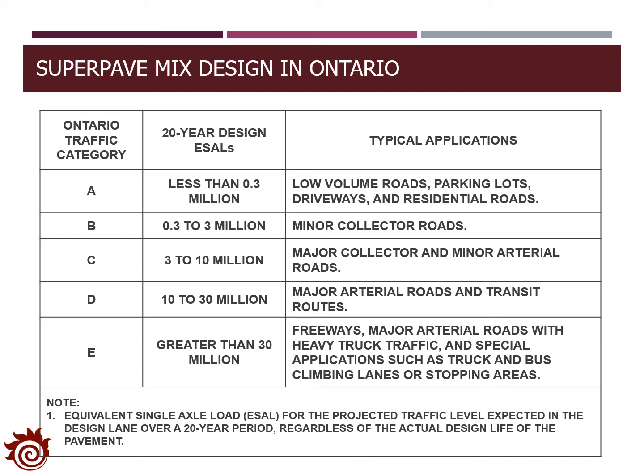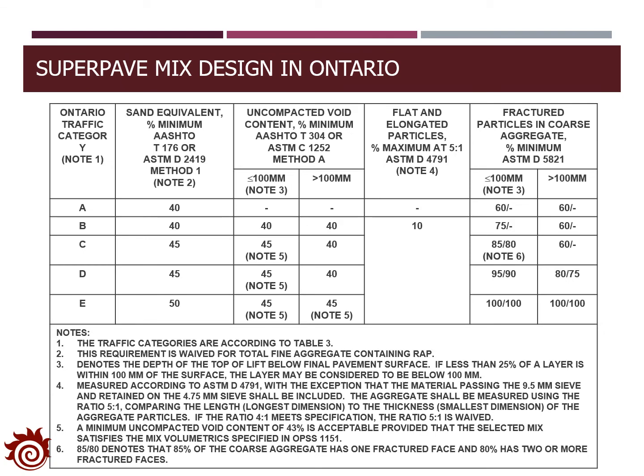In Ontario, we also have some requirements about the aggregate properties in the Superpave mix design. The table here summarizes the requirements and the different traffic levels defined in the previous page. The requirements are actually the same as the ones we showed in Note 15. Basically, there are 4 requirements, including the minimum sand equivalent, the minimum uncompacted void contents for the fine aggregates, the maximum portion of the flat and elongated particles, and the minimum portions for the fractured particles in the coarse aggregates.